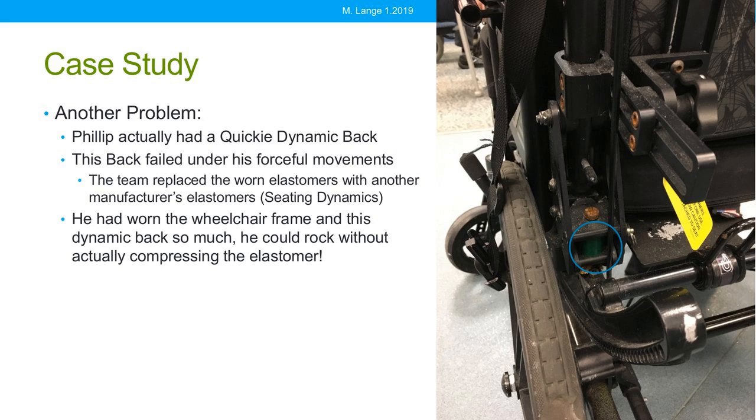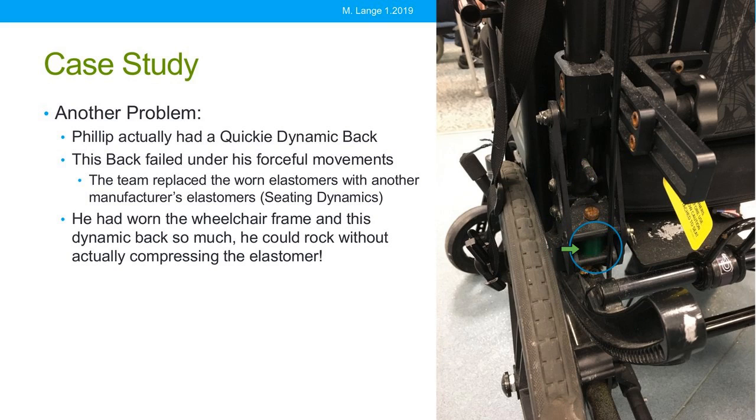Now, because of all this movement, Philip's team actually had recommended some dynamic components, and this is where durability becomes important. They had recommended a dynamic back here, and this is by Quickie. It's their dynamic back, but he moved it with such force that the elastomers that usually are in here that absorb that force kept wearing out. And so the supplier would continually replace these and finally resorted to putting another manufacturer's elastomers in there.